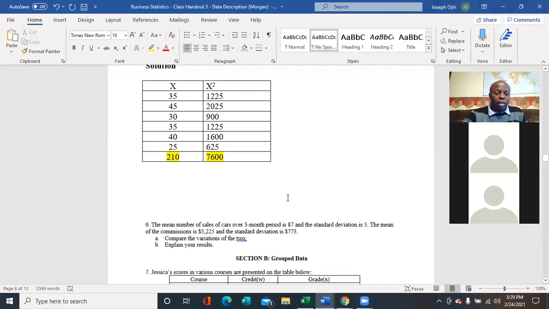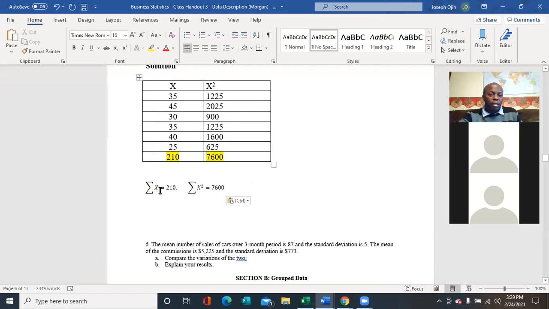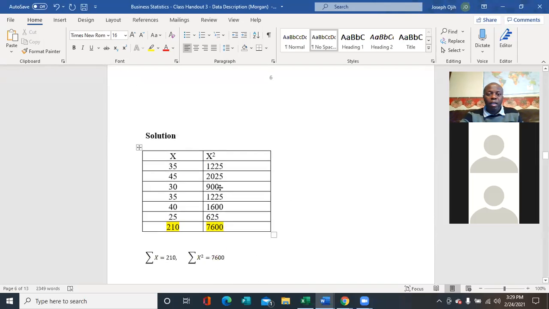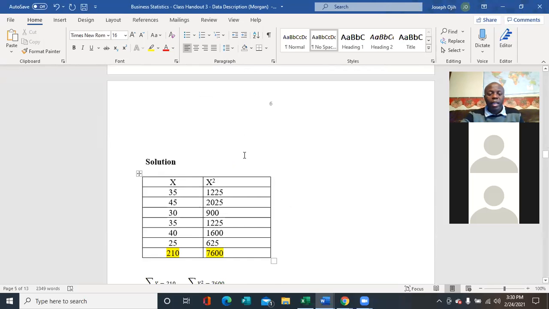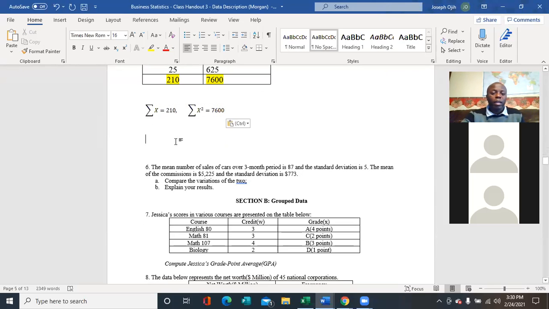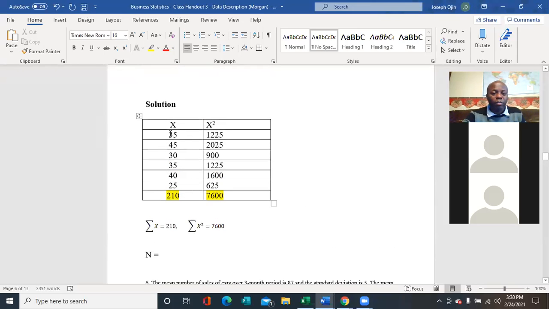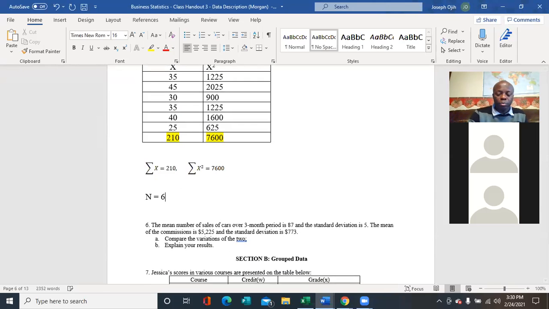You can see what we have here. This part is the sum of x, and this part is the sum of x squared. I remember the formula: the sum of x squared minus the sum of x, squared, over n, all over n minus 1. Now, what is our n? Our n is how many numbers we have: 1, 2, 3, 4, 5, 6. It's 6. By the way, this is small n, not capital N.